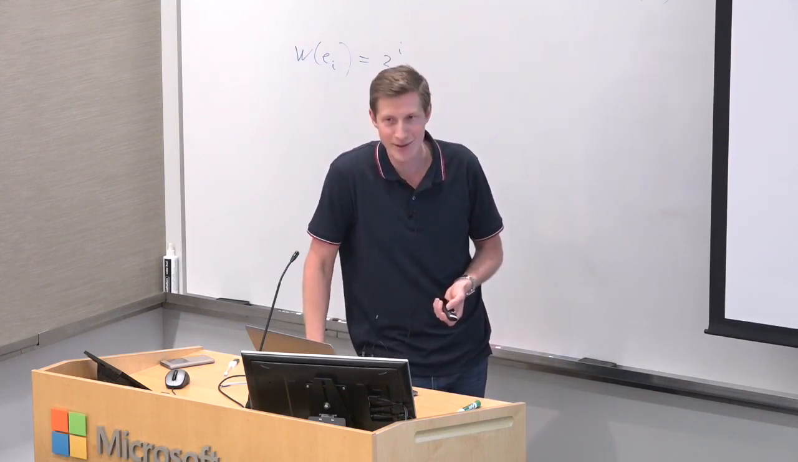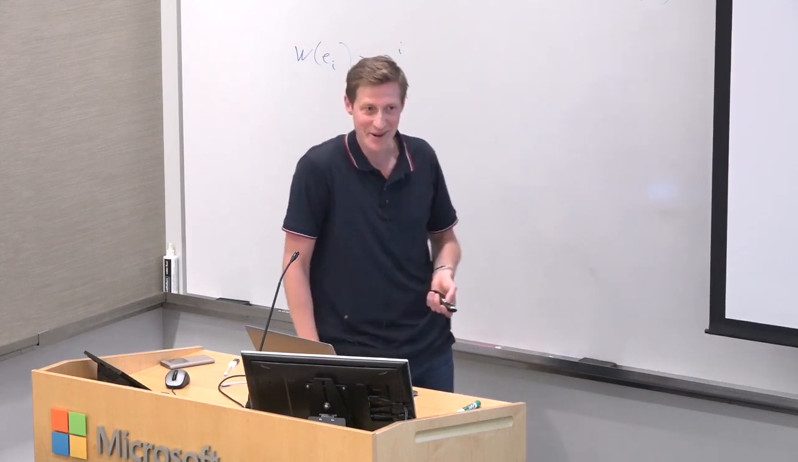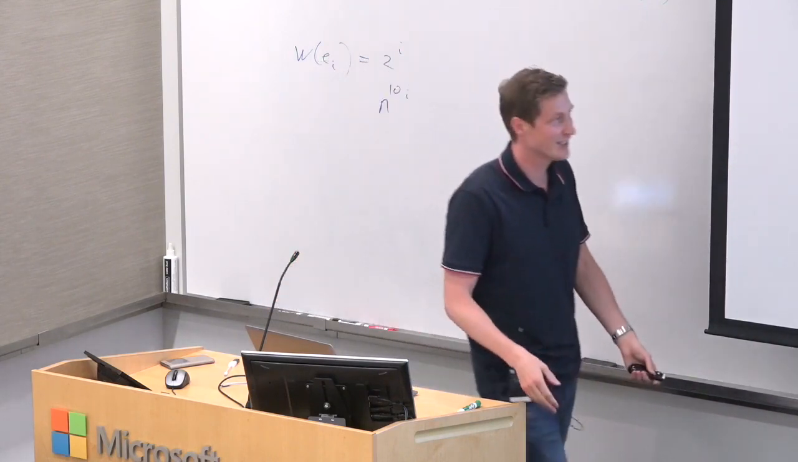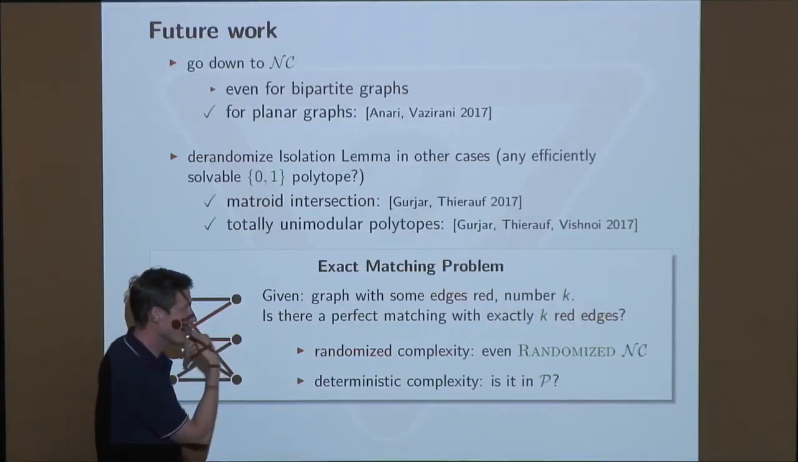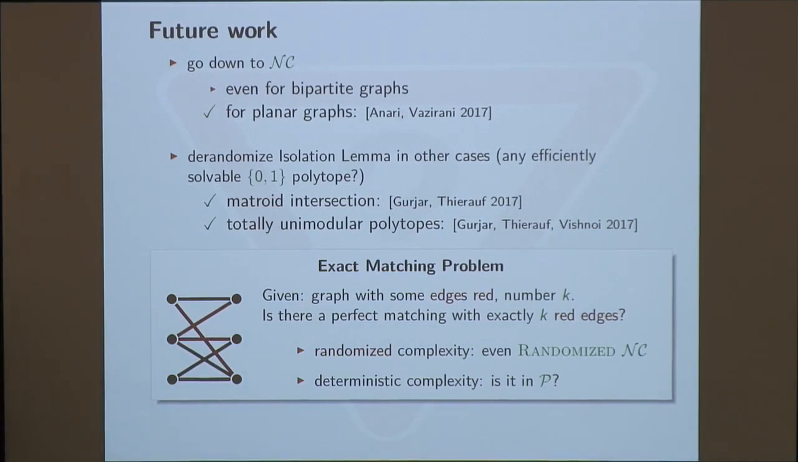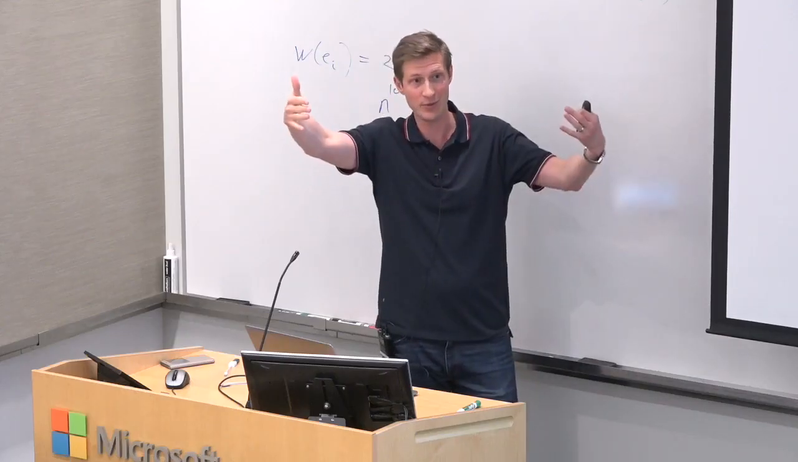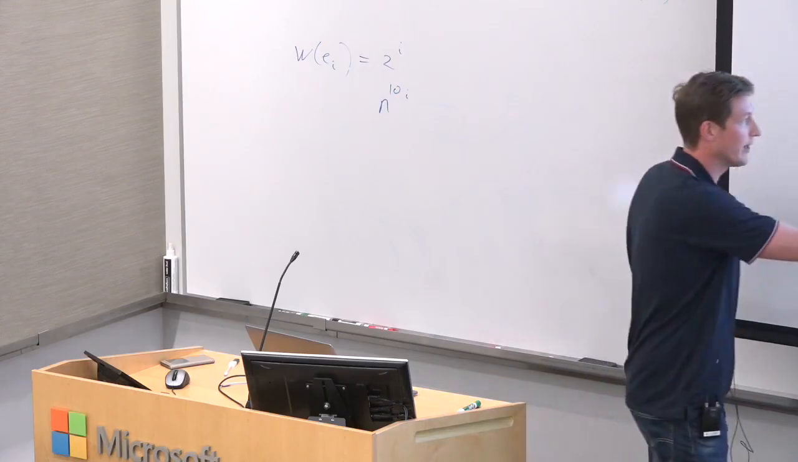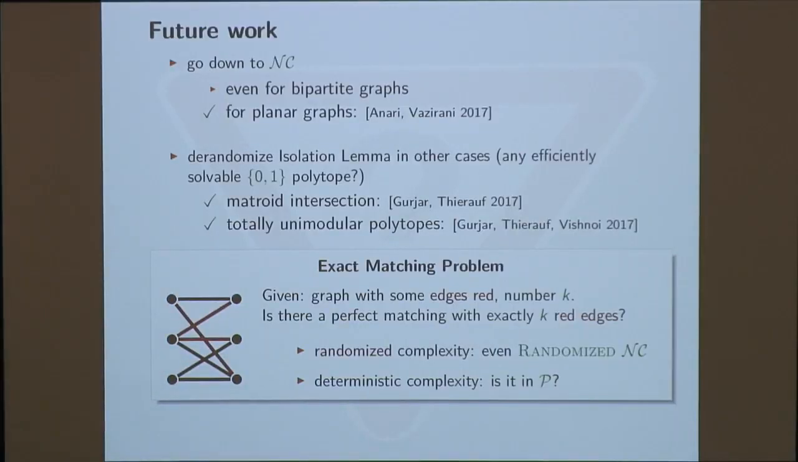And this problem, I've been trying for a while without success. It has an insane status. I'm given a bipartite graph. Some edges are colored red. I'm also given an integer k. Now I only have to decide whether the graph has a perfect matching containing exactly k red edges. So it's like the perfect matching problem, but I have to find one that contains exactly k red edges, even for bipartite graphs.